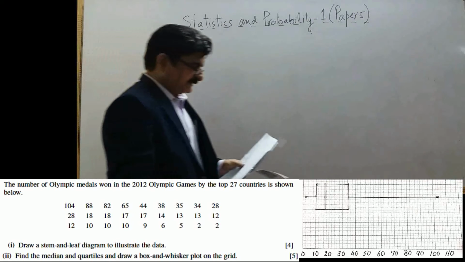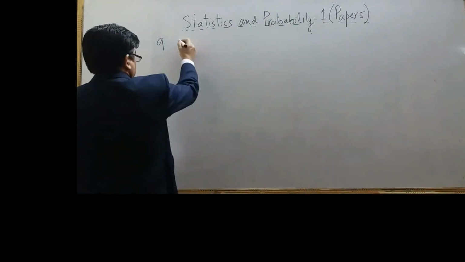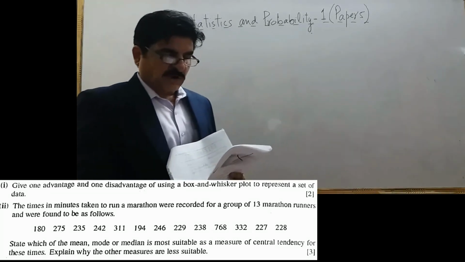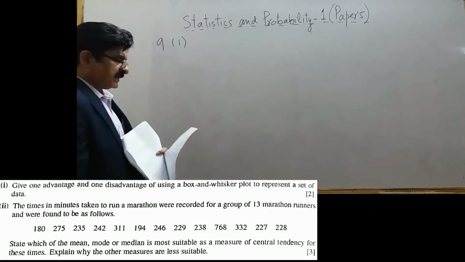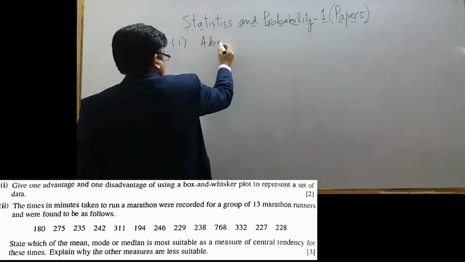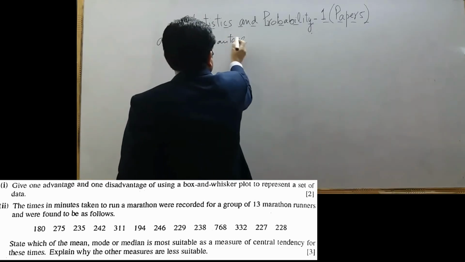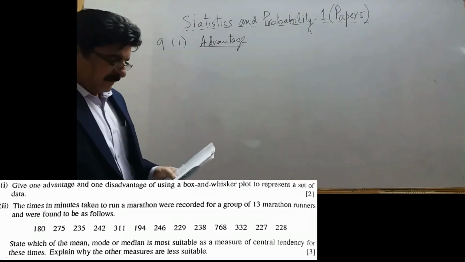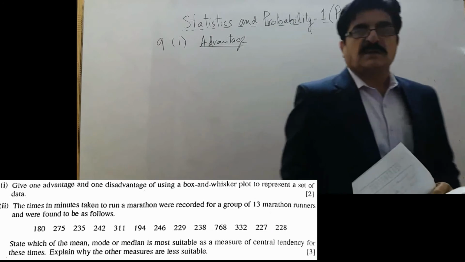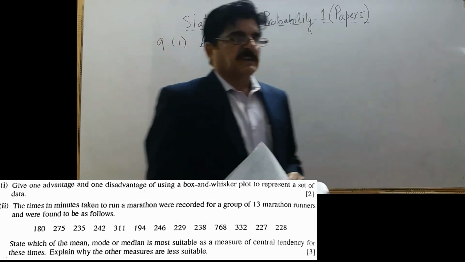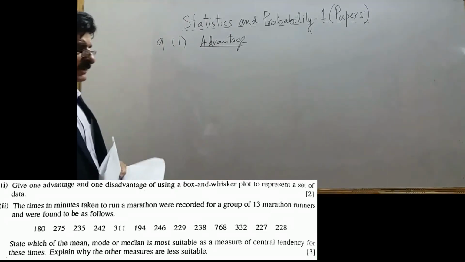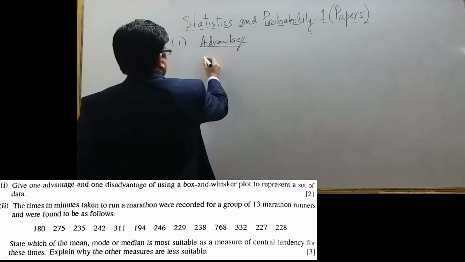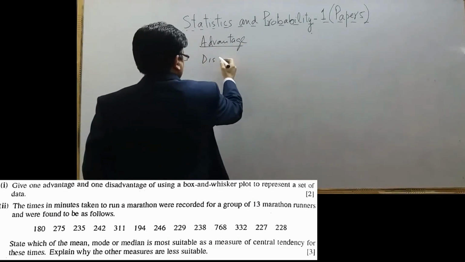Now we have the next question, 9. It's a past paper question. Please read the question. Its first part is: give one advantage and one disadvantage of box and whisker plots to represent a set of data. Now the advantage is that it gives the spread or dispersion of the data by using 5 values, and we can also compare the 2 data sets by this box and whisker diagram.